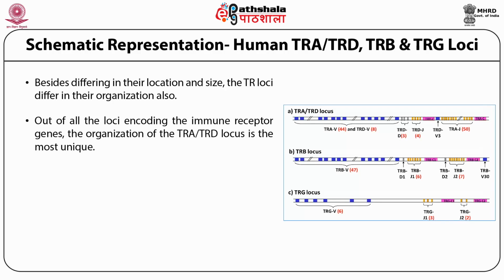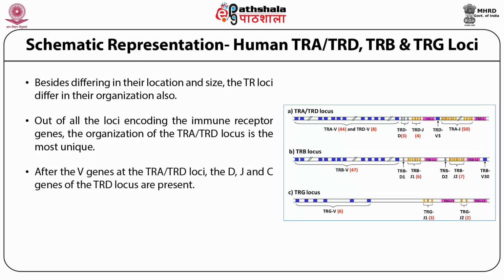Out of all the loci encoding the immune receptor genes, the organization of the TRA, TRD locus is the most unique. This is because at this locus, the genes comprising the TRA as well as the TRD loci are found. After the V genes at the TRA and TRD loci, the D, J and C genes of TRD locus are present. Although most of the V genes of this locus are present at the 5' end of the locus, the TRD V3 gene is an exception.